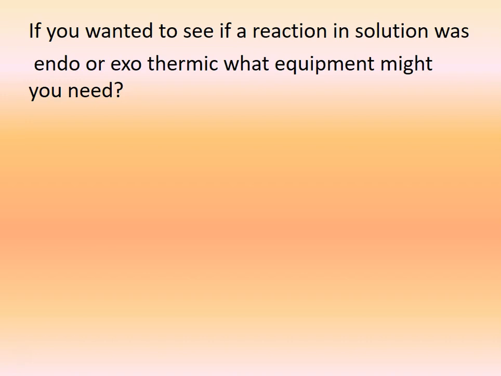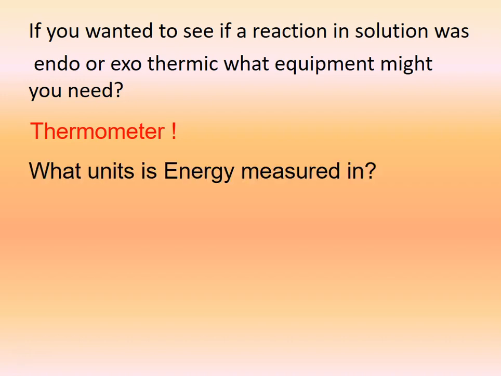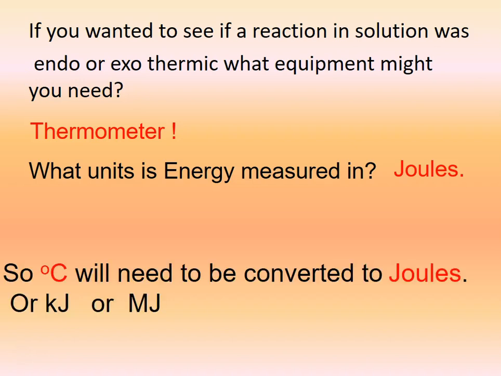If you wanted to see if a reaction in solution was endo or exothermic, what equipment might you need? You're measuring the heat that's been released or taken in, so you need a thermometer. What units is energy measured in? Joules or kilojoules. If you're measuring something in degrees, then you're going to need some equation to convert it to joules or kilojoules. A kilojoule is 1,000 times a joule, and a megajoule is 1,000 lots of kilojoules.